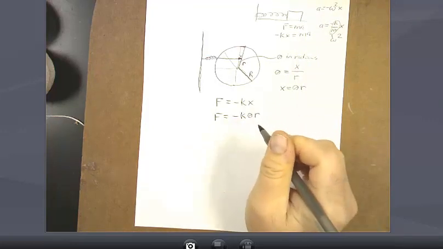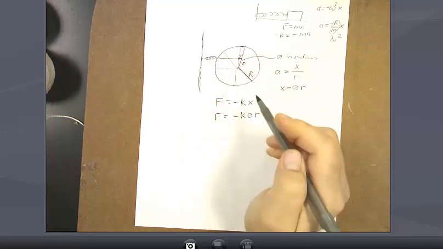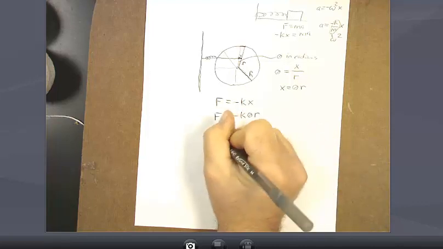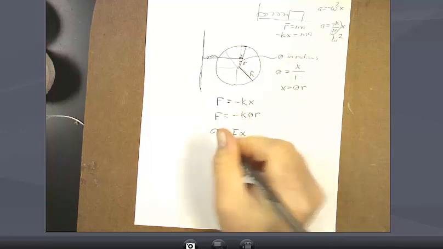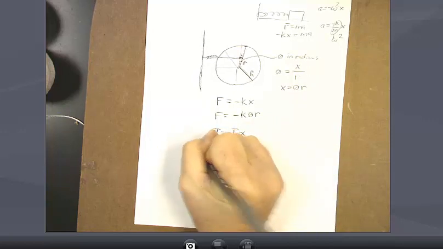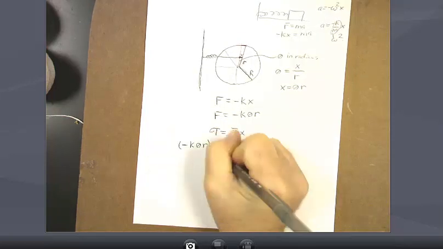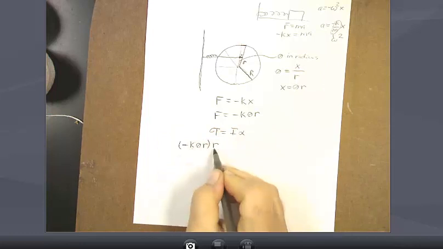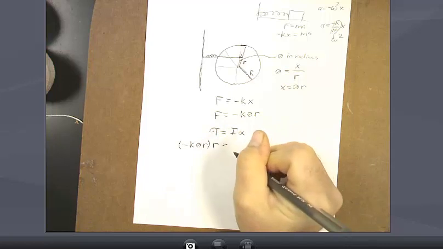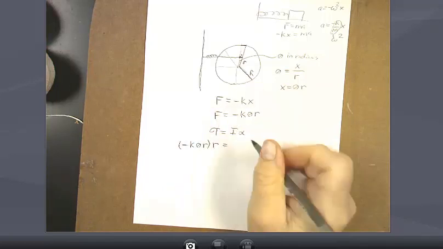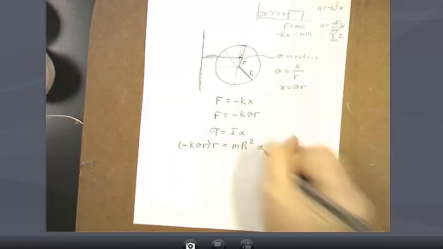Now it turns out that we're going to have to talk about the torque created by this spring on this wheel. So if I say torque equals I alpha, the torque is going to be negative k theta r times r. So it's the force times the distance from the pivot point. Remember they said, hey, let's treat this like a thin hoop. So it's m R squared alpha.